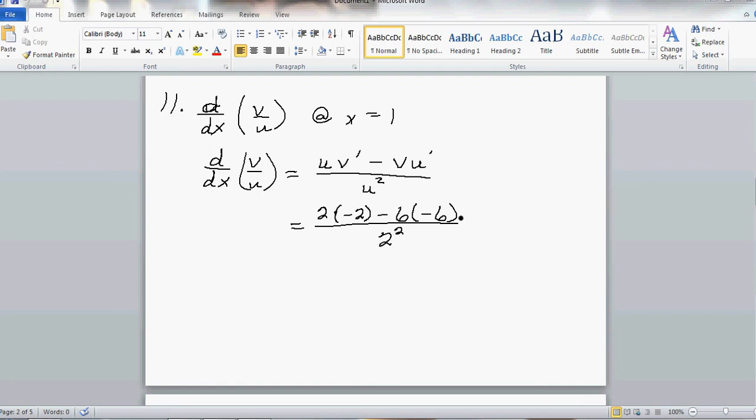Now it's just arithmetic from this point forward. Negative 4 plus 36 all over 4, which equals 32 over 4, which equals 8. So the answer to number 11 is 8. What is d dx of v over u? 8.